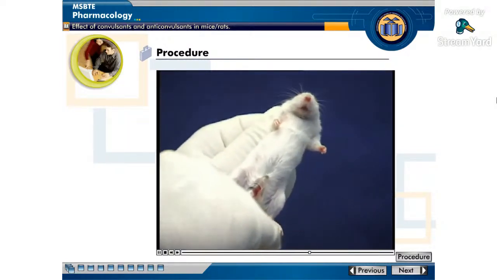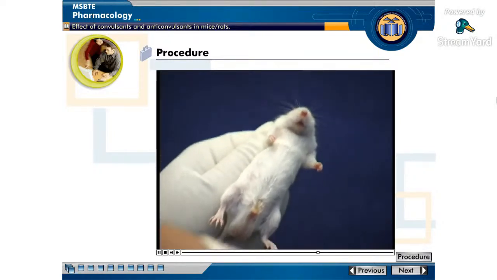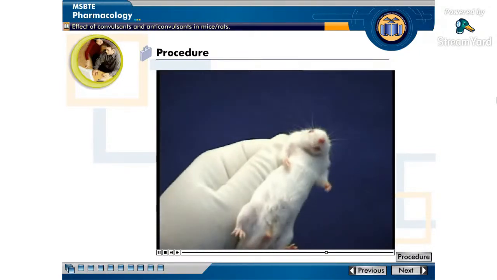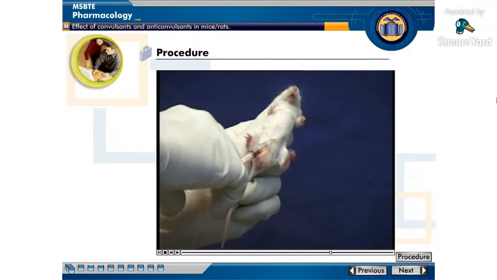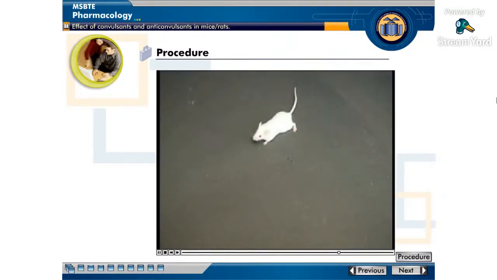After half an hour, administer 0.1 ml of strychnine sulfate solution intraperitoneally to mice B and observe the onset and severity of convulsions. You can see that the severity of convulsions, such as Straub's tail and whole body movement, is less in these mice. This suggests that diazepam protected the mice from the convulsions induced by strychnine.